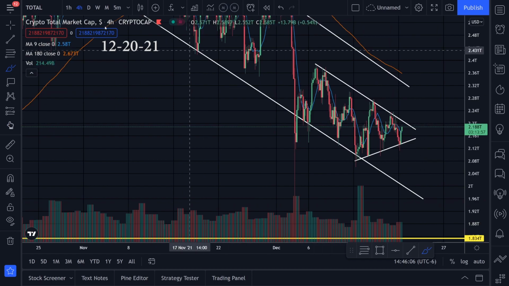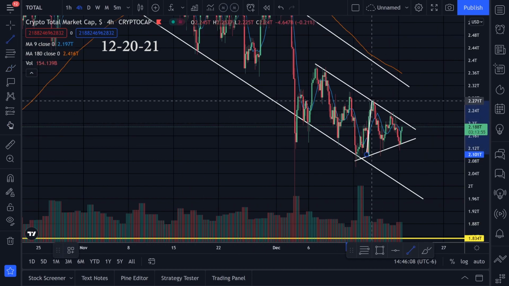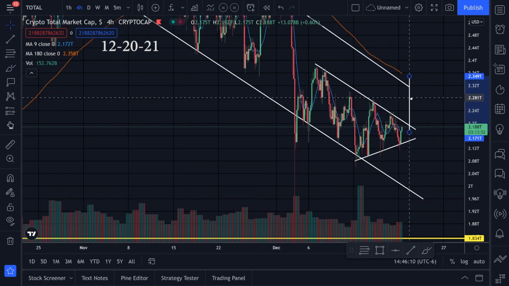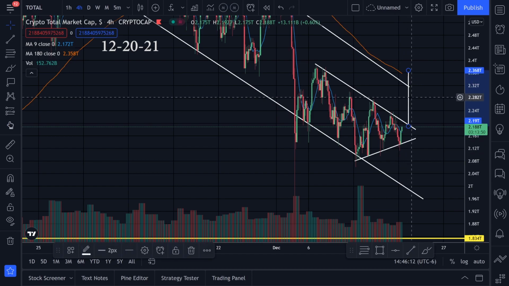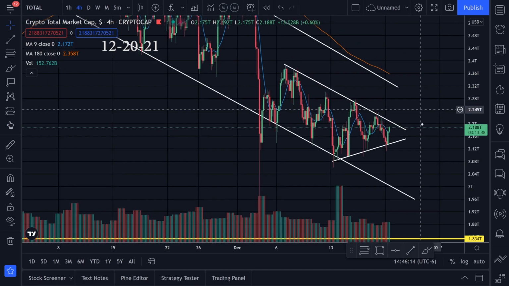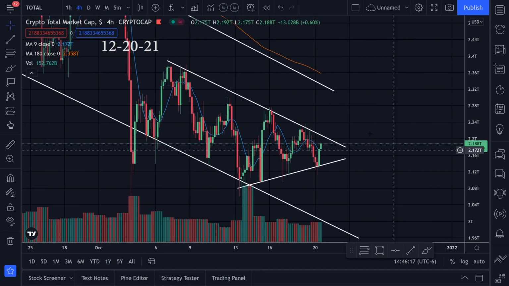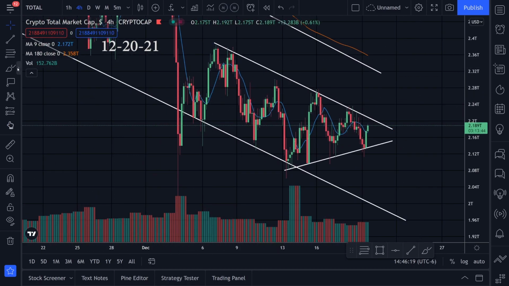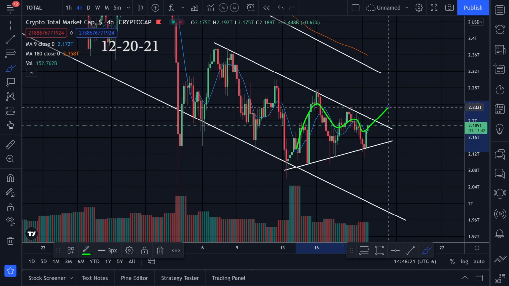So I don't know, we might be able to target from the top to the bottom of this little triangle, maybe drag it to the breakout. I don't know. We're going to have to wait and see. We still haven't broken these trend lines yet, but I think this is a good chart to watch. The 4-hour time frame on the total crypto market cap. If we could break up, that's going to be a good signal.